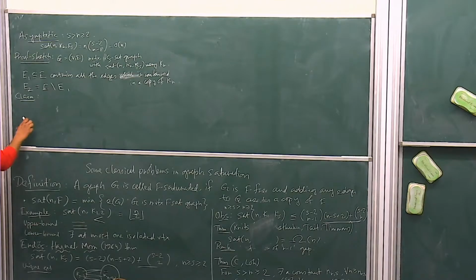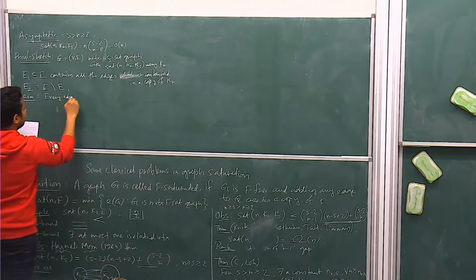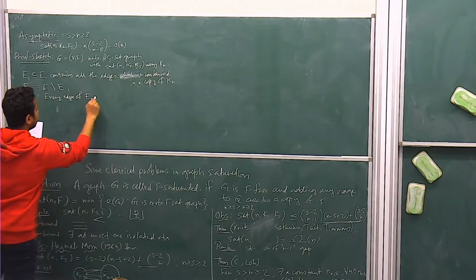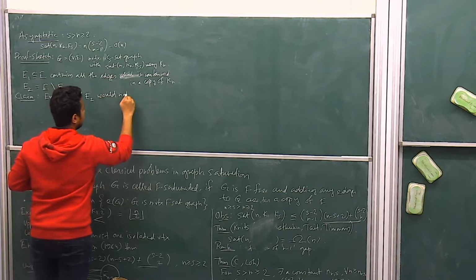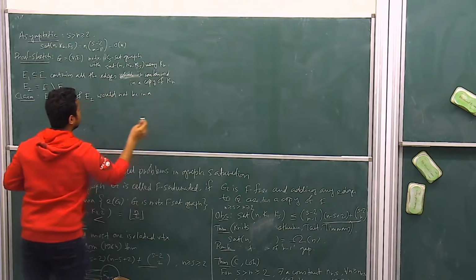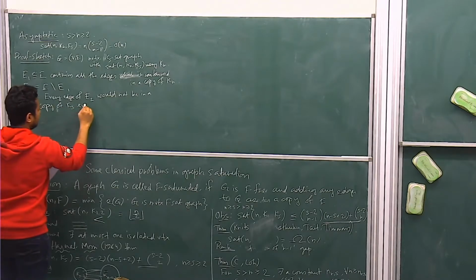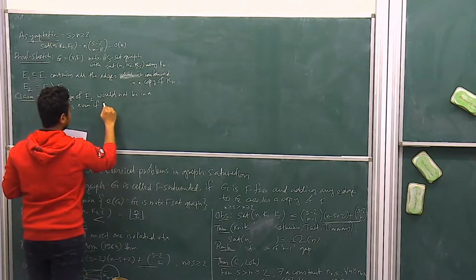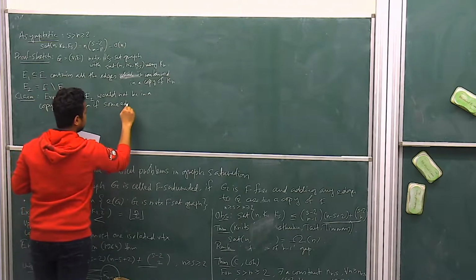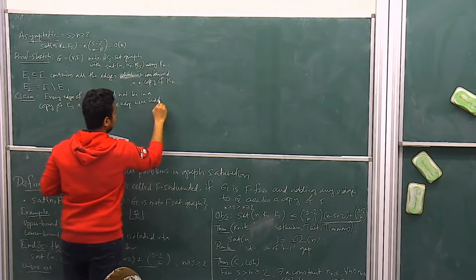So let's look at this claim. Every edge of E_2 would not be in a copy of K_s even if some edge were added to G.